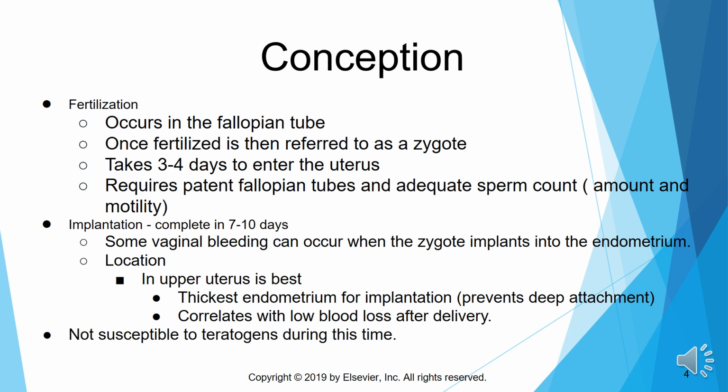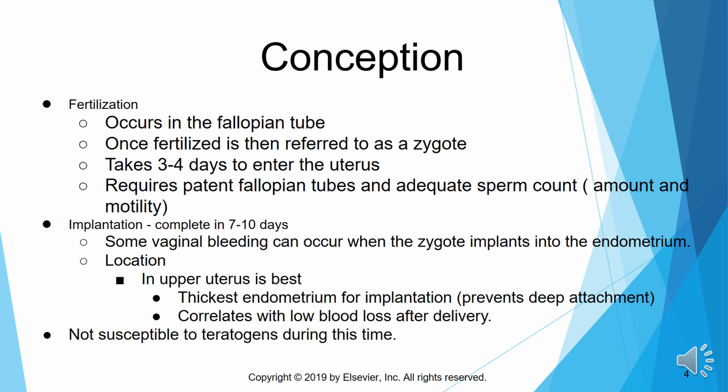So where it implants is important. Up in the upper part of the uterus is the best. It's where the endometrium is the thickest, and it prevents deep attachment. So it prevents the occurrence of a placenta accreta, which we covered, increta or percreta, so any of them. And it also correlates with prevention of placenta previa. So higher up in the uterus is best. And it also helps with prevention of postpartum hemorrhage.